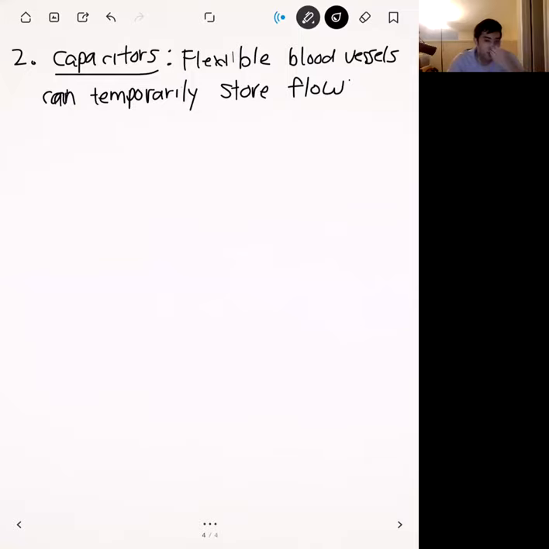Because if you think about what a capacitor does in a circuit, a capacitor looks something like this. So usually it's two parallel plates, and there might be some dielectric fluid in the middle of it, right? And what can happen is that as current flows into this, some of that charge can be stored within those parallel plates, right?